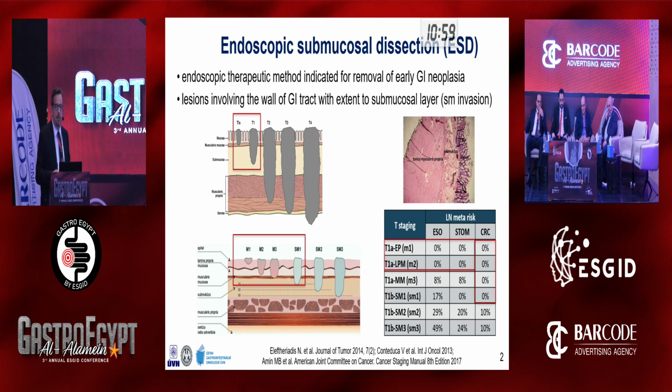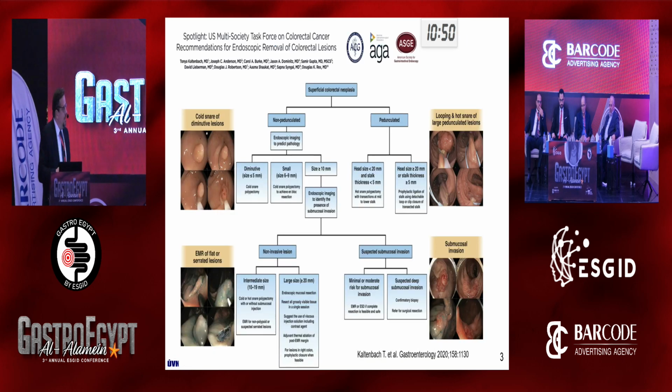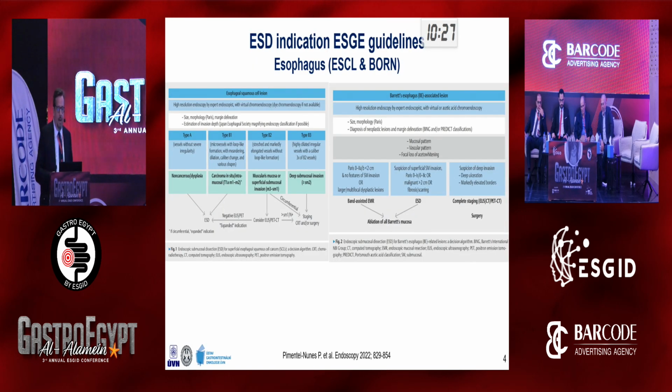In the case of SM1 involvement of the wall in colorectum, there is a low risk of lymph node metastasis. So ESD is a well-known and respected method, and we can see it in guidelines. These are the American guidelines, which tell that we should choose ESD in case of minimal or moderate risk for submucosal invasion. And recently, the European guidelines were published.